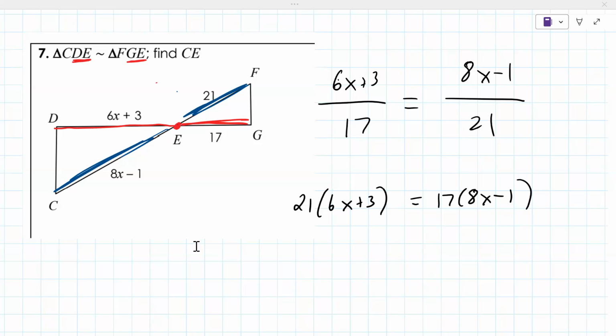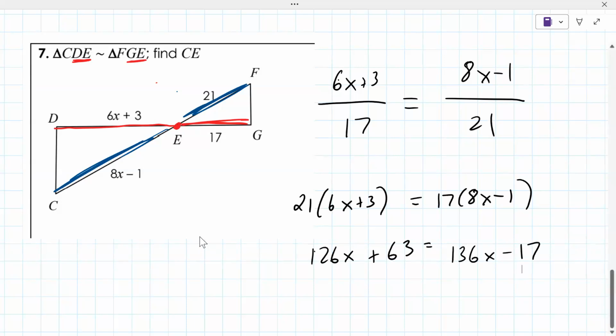168x. Oh yeah, x. Sorry. And then 63 equals 136x minus 17. Like that. Yeah. Okay, this looks good.